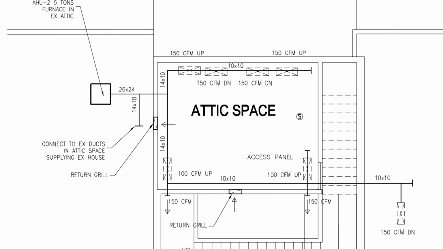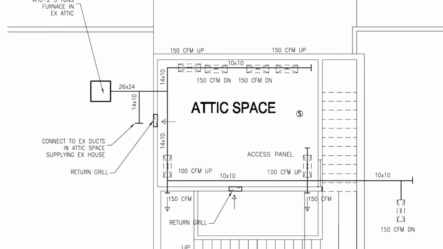A 5-ton unit is 2,000 CFM. So all these registers have to be calculated. They cannot exceed 2,000 because that is the capacity of this particular unit.